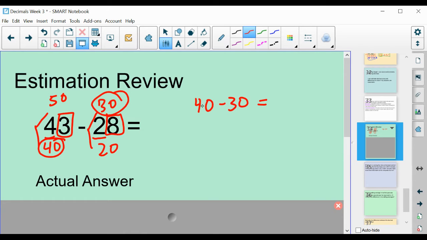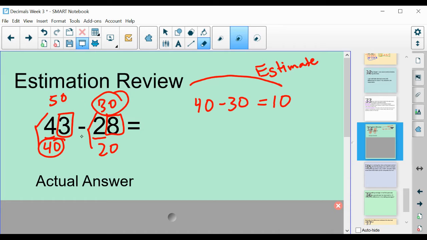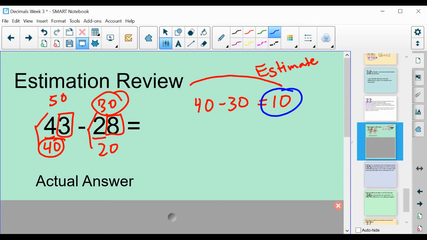Okay? Now we are going to do this subtraction. So 40 minus 30 is 10. This is our estimated answer, our estimate. Now our actual answer is going to be different because look at how we changed these to do our rounding. But let's go ahead and check out our actual answer because it should be close to, or reasonable around, 10.